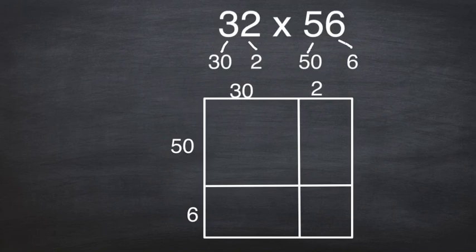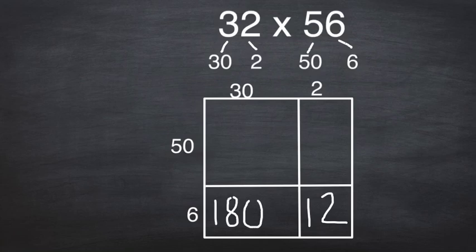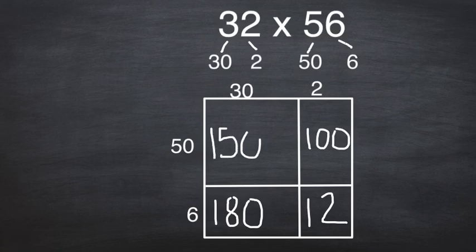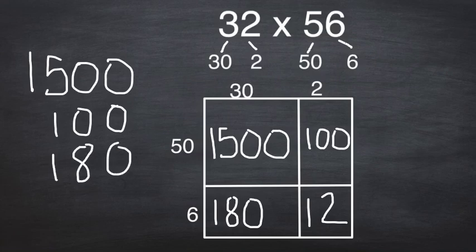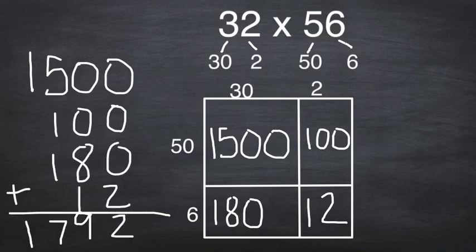So you would go through and say, what's 6 times 2? And fill in that box. 30 times 6, I would think of 3 times 6 is 18 with my 0. 50 times 2 to get 100. And 50 times 30, thinking of 5 times 3 is 15, then multiplying it by 10 and 10 again. And then at the end, you would line up your numbers by place value and add them together to get your total answer in order to solve your problem. We end up with an answer of 1,792.